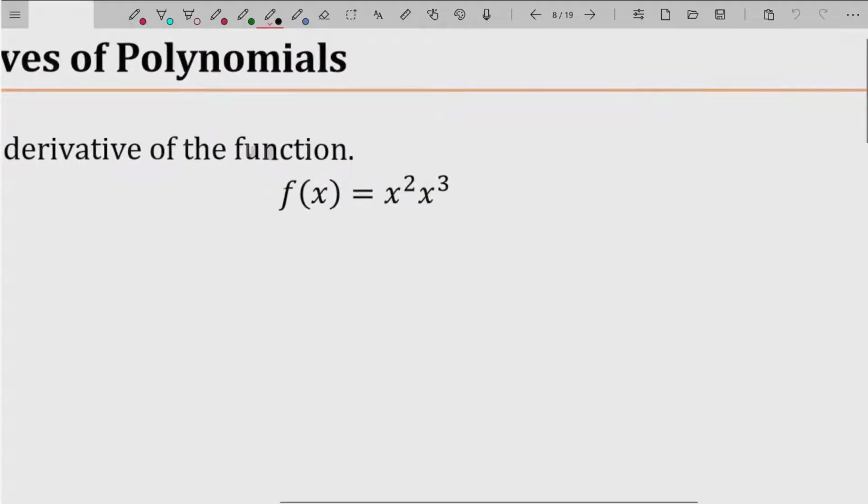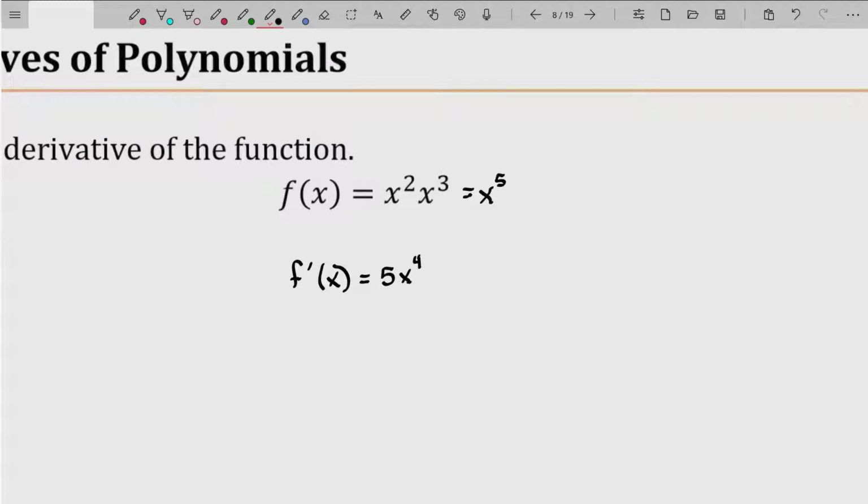We do algebra before we do calculus. This is x to the fifth. So now I'm ready to go. And f prime of x, according to our previous theorem, we drop the exponent down and we reduce the new exponent by 1. That's it.